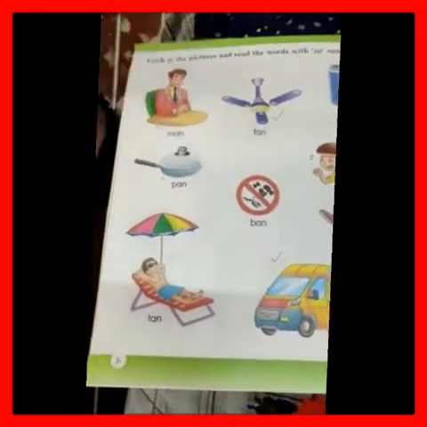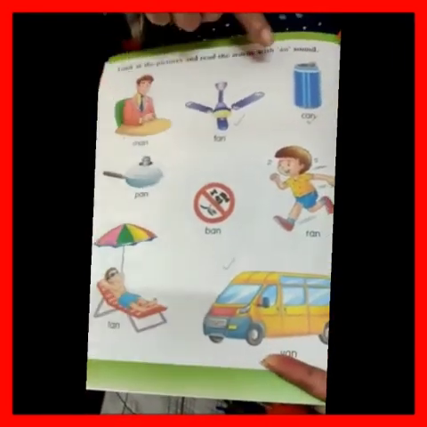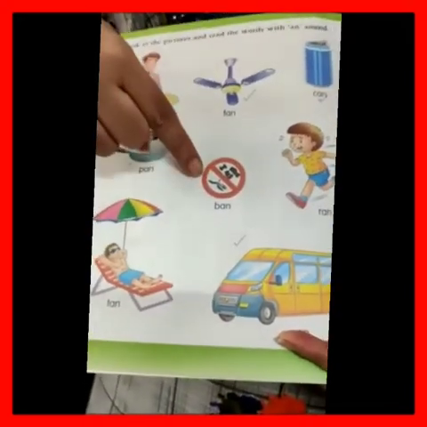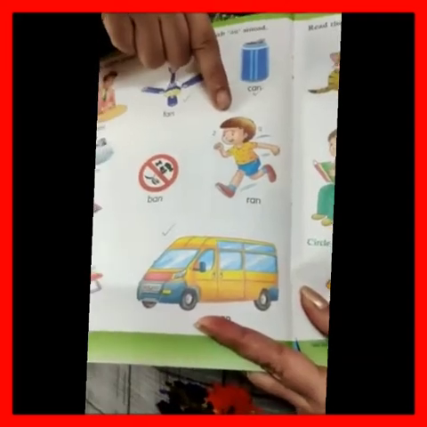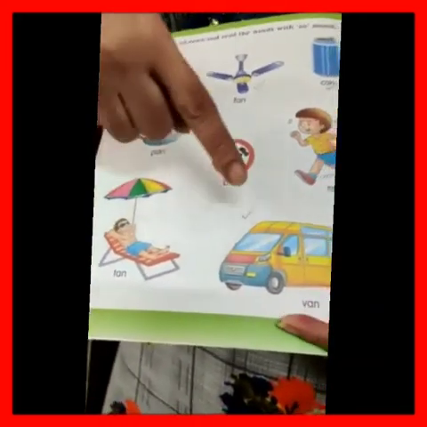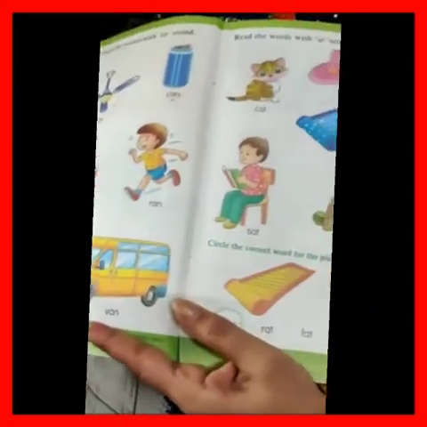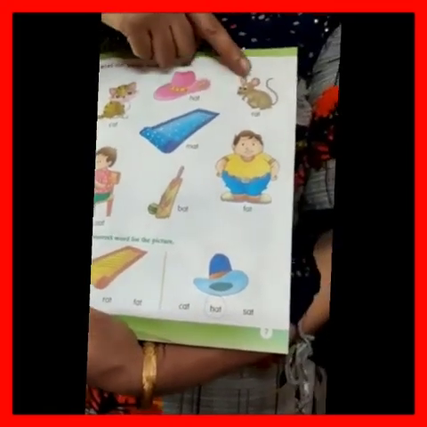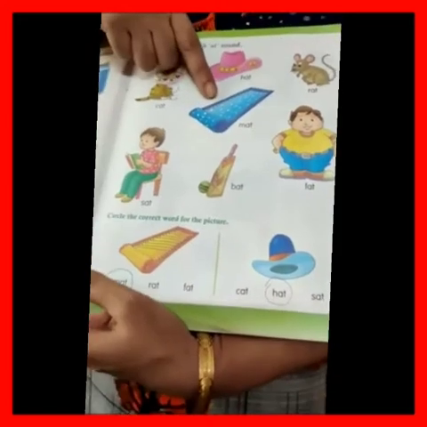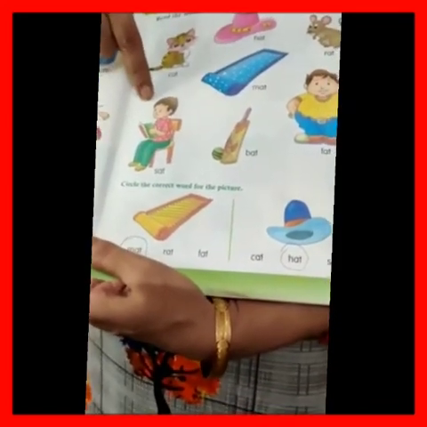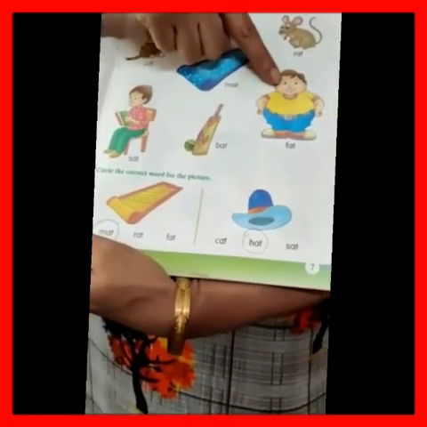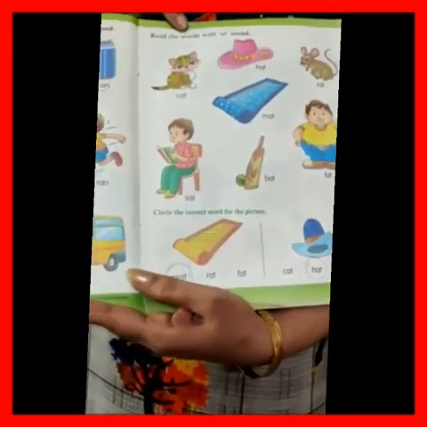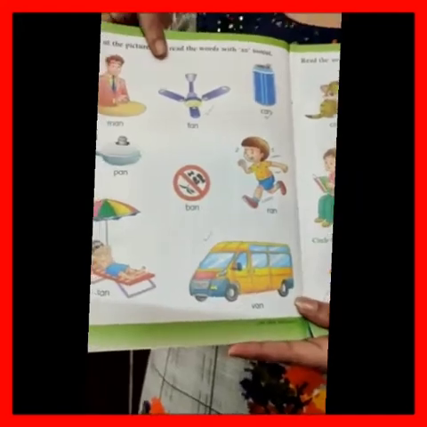M-a and n, man. F-a and n, fan. K-a and n, can. P-a and n, pan. B-a and n, ban. R-a and n, ran. T-a and n, tan. And V-a and n, van. C-a and t, cat. H-a and t, hat. R-a and t, rat. M-a and t, mat. S-a and t, sat. B-a and t, bat. F-a and t, fat. These are the words with the ending sound of at, and these are n.